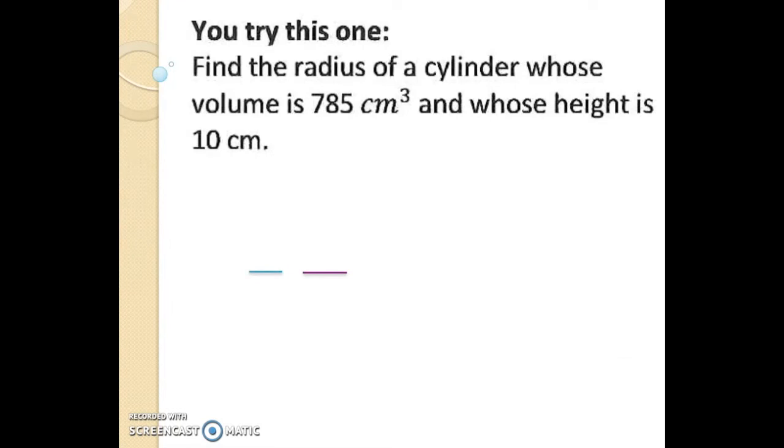Okay, the first thing we need to find out is what's in question. We need to find the radius. What formula are we going to use? We're going to use the formula for a cylinder. What's already given? We have volume and we have height. Now let's go ahead and plug that given information into our formula.